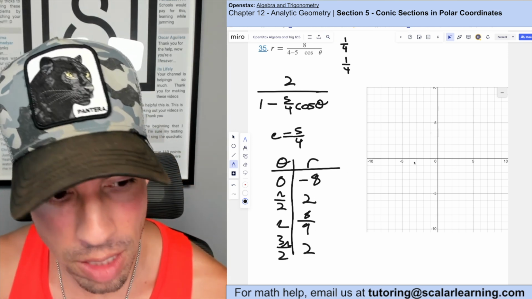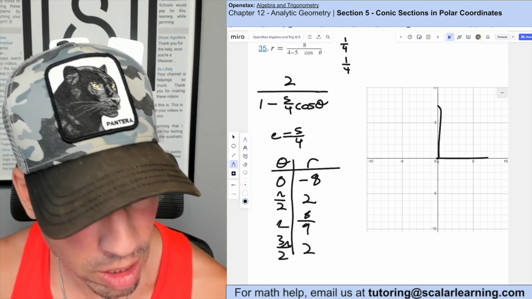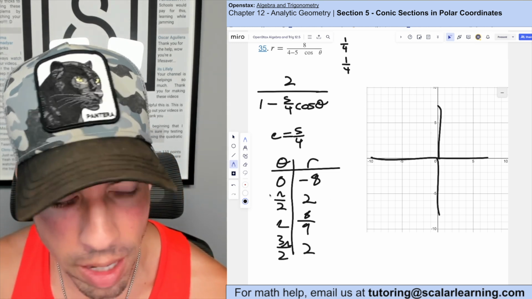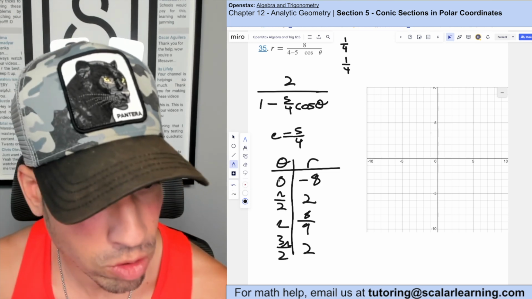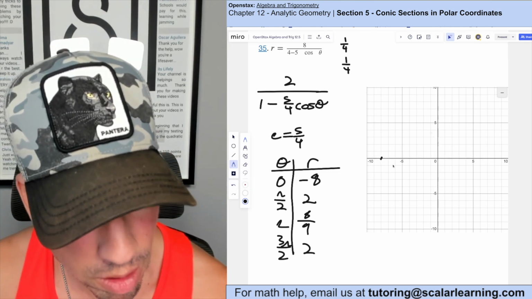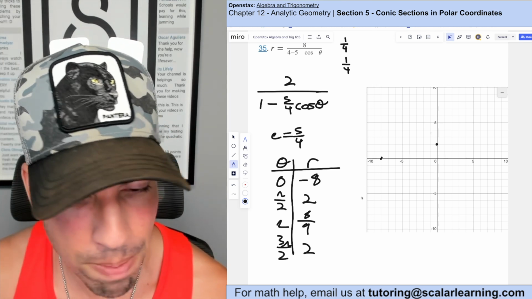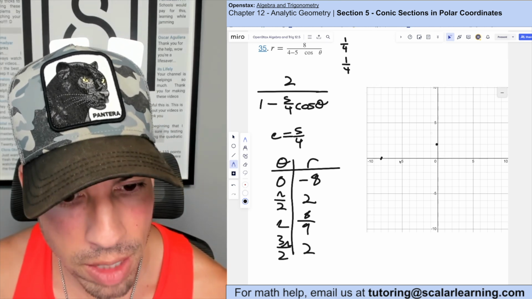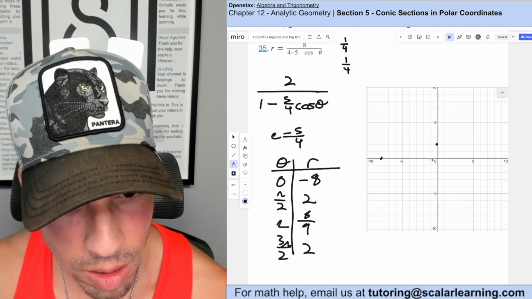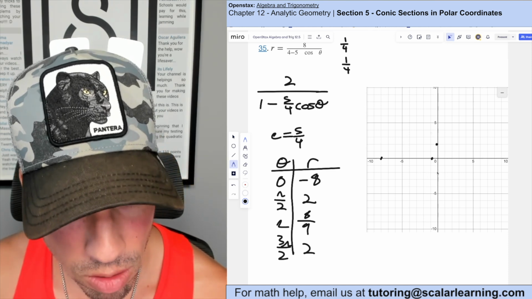Now we're going to plot these out, where we know that 0 is going to go here, pi halves somewhere here, pi is going to go like this, and 3 pi halves that way, with these different values. So 0, -8, well, negative means we go in this direction, and we're right there. Then pi halves, 2, that's going straight up. Then pi, 8/9, so pi is going this way, and 8/9 would be right there. And then 3 pi halves going down, and there's our 2.